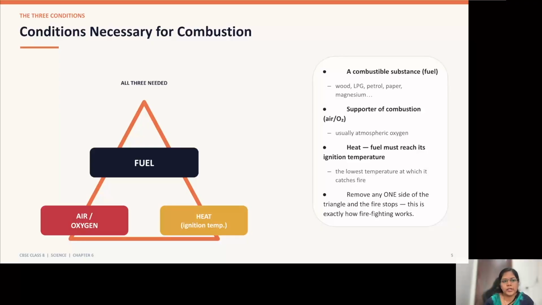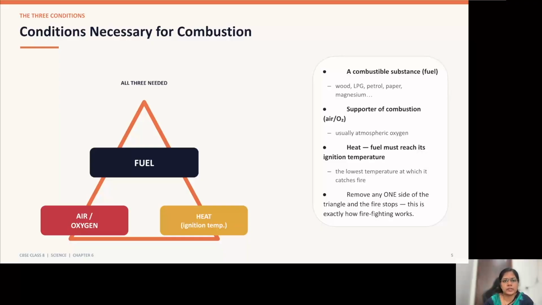What are the important conditions required for combustion to occur? Here you can observe there is a fire triangle given. To make a triangle we need three sides. In a similar way here, fuel, oxygen or air, and heat are needed for combustion. So let us try to learn about each one.